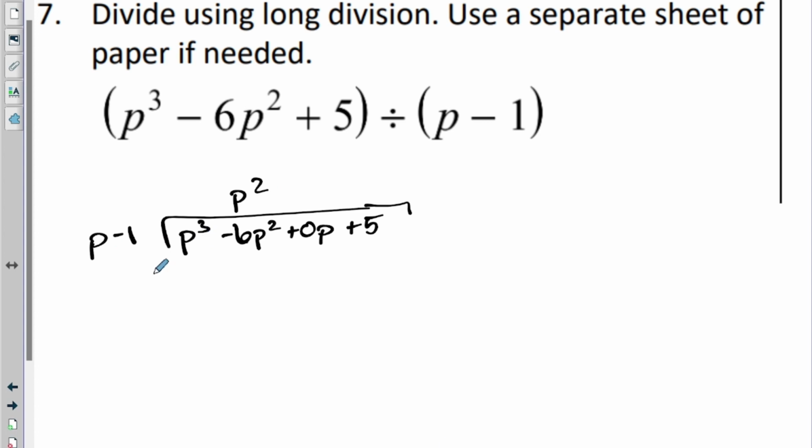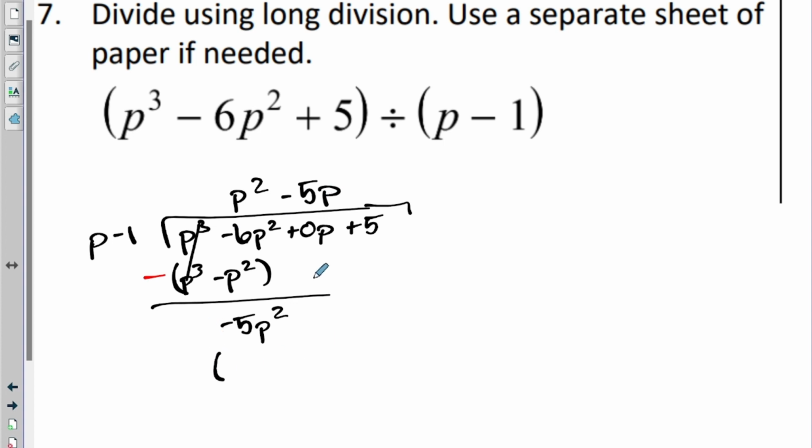And then we actually multiply it and we subtract it. And so let's do this. P squared times p is p cubed. P squared times negative 1 is minus p squared. Then we subtract. Negative 6 minus negative 1. These cancel, by the way. Negative 6 minus negative 1 is negative 5p squared. And now this is what we're trying to turn into. So we go minus 5p.